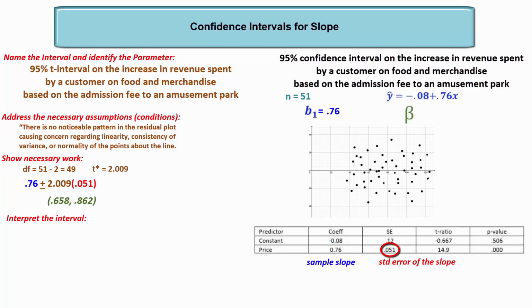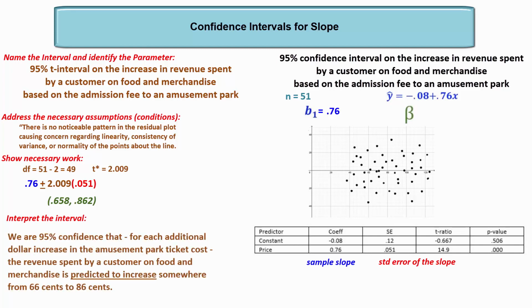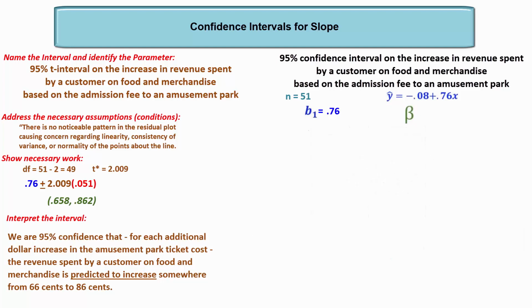The interpretation of the interval is where one either displays solid understanding or leaves doubt in the minds of the AP reader. You want to understand what a slope is and what the interval implies in context. We should state that we're 95% confident that for each additional dollar increase in the amusement park ticket cost, the revenue spent by a customer on food and merchandise is predicted to increase somewhere from 66 cents to 86 cents.